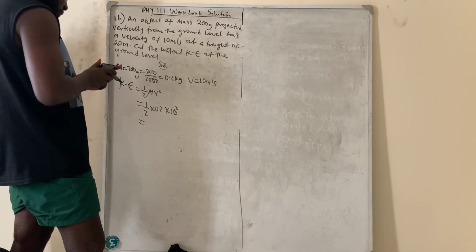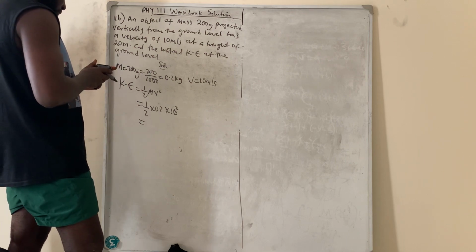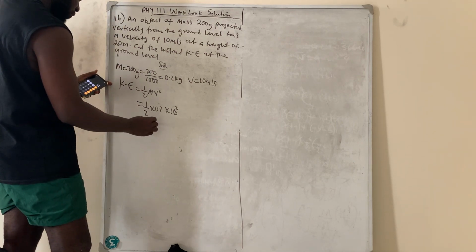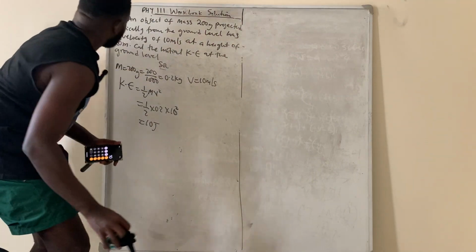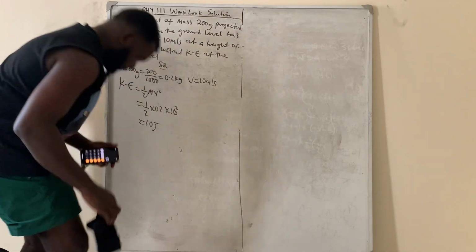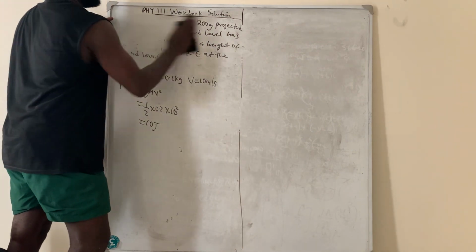0.5 times 0.2 times 100. So I have 10 joules. Okay, so question number 117.